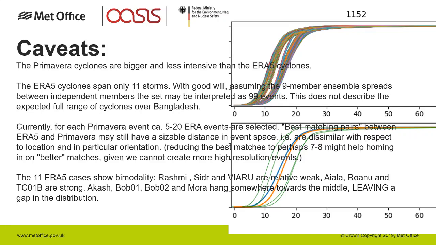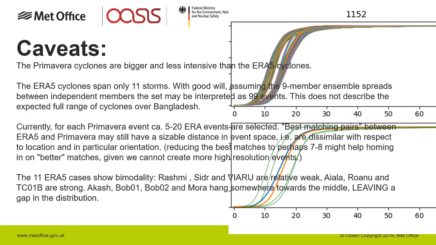The best matching pairs between ERA5 and Primavera may still have a sizable distance in event space, i.e. are dissimilar with respect to location and in particular orientation. Reducing the best matches to perhaps 7 or 8 might help homing in on better matches, given we cannot create more high-resolution events, because that is too expensive.